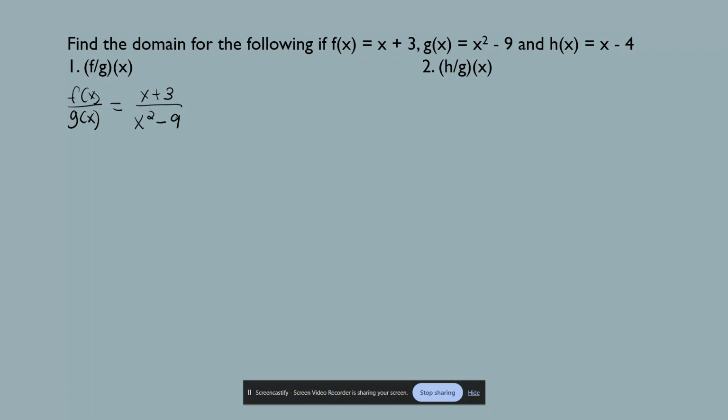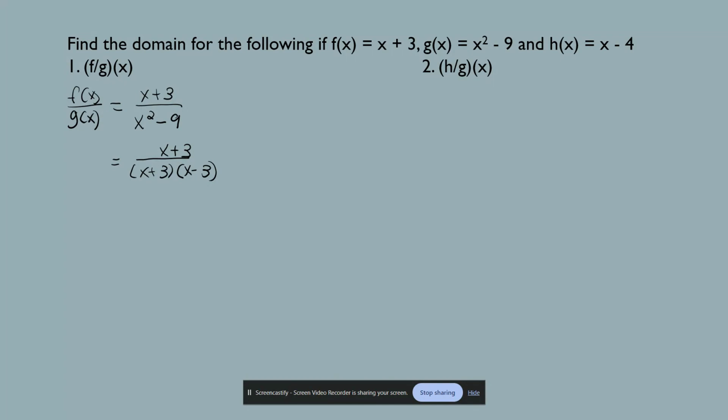So from here, we know the x squared minus 9, we can actually factor that. So x squared minus 9 is that binomial perfect square one, so let's break that down. x squared minus 9 is the same thing as x plus 3 times x minus 3, right? So if we factor, x squared minus 9 is x plus 3 times x minus 3. And then I'm going to keep that x plus 3.